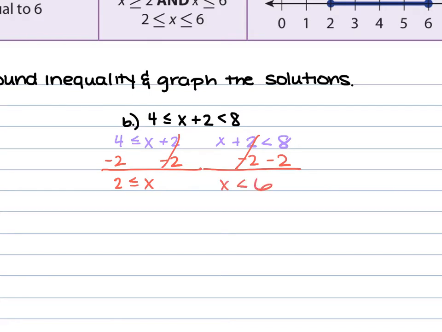We put this back together. Do we see if the x's are next to each other? Yes, they are. The 2 would go first. The 6 would go last because the lowest goes first, highest goes last. Our variable is x, so that goes in the middle. Between the 2 and the x, the sign is open to the x, so it stays open to the x. Between the x and the 6, it's open to the 6, so it will stay open to the 6.